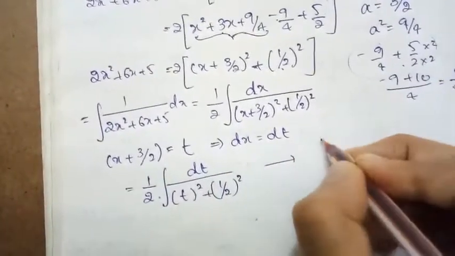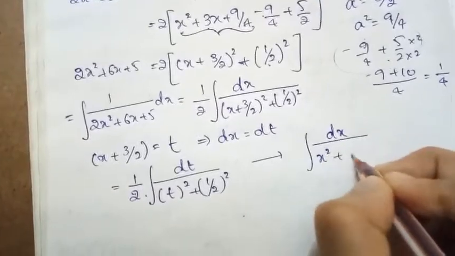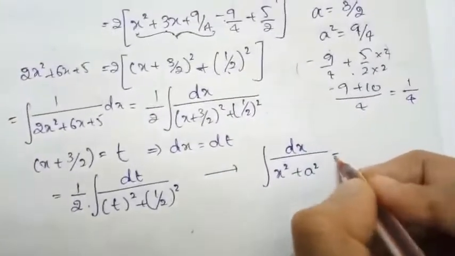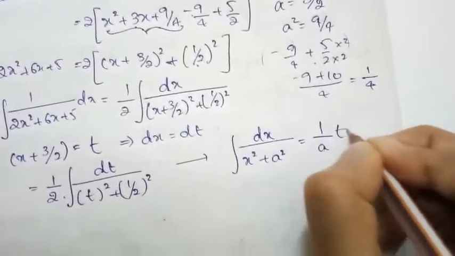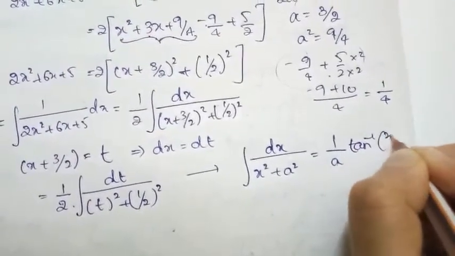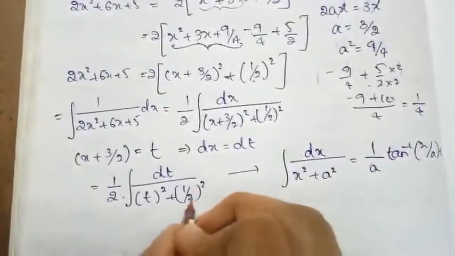So this is in which form? This is in the form of dx divided by x² + a². So what is the formula of this one? ∫dx/(x² + a²) = (1/a) tan⁻¹(x/a) + c. So in place of a we are having 1/2, in place of x we are having t.